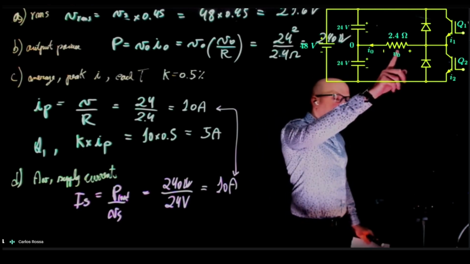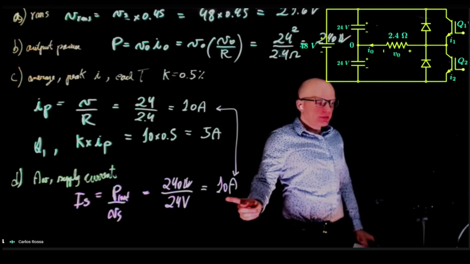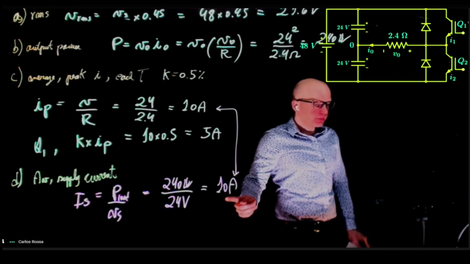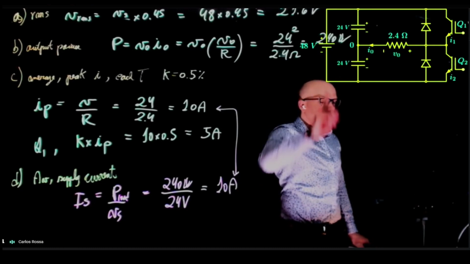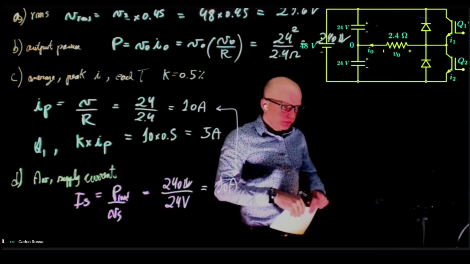What is the average current through the load? It is 0, because half of the time is 10 amps, the other half is negative 10 amps. Right, but what comes from the 48 volts here is always going up because it's a DC supply. Okay. All right.